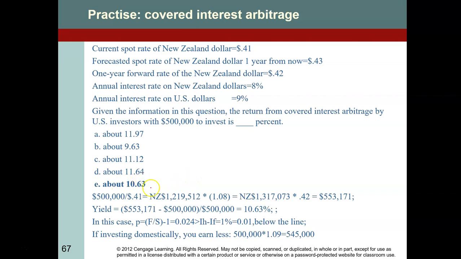Okay, but if we want to think more on this question, P, the forward premium or discount here, is equivalent to F over S minus 1. So we can use 0.43 over 0.41 minus 1. We have 0.024. And I_H minus I_F becomes the home US interest rate, 9%, minus the foreign interest rate on New Zealand dollars, 8%. So it's 1% or 0.01. So P is larger than the interest rate difference. So in this case, the point is below the line, or to the right-hand side of the IRP line. In this case, if we invest domestically, we would earn less compared to using covered interest arbitrage. If we use 500,000 and just multiply by 1 plus 9%, we only have 545,000 left.